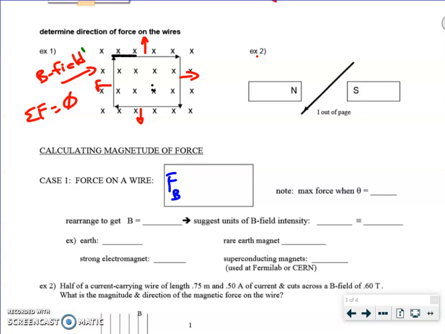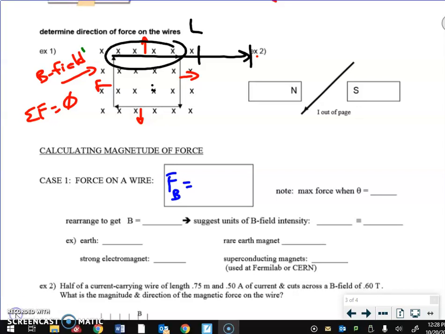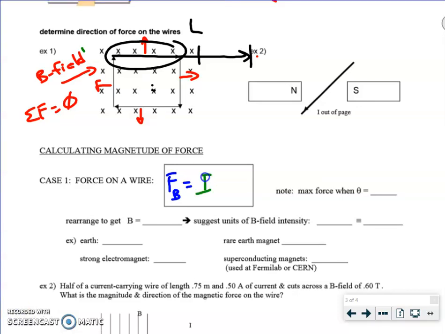If I were to extend this wire out to this length and call that L, the part that's from here to here is not in the magnetic field, so it feels no force. So I want to take the part that's actually in the magnetic field, and that we would label as length. So long story short, our equation for magnetic force, at least as it's written in the reference tables, is I times L, cross B.